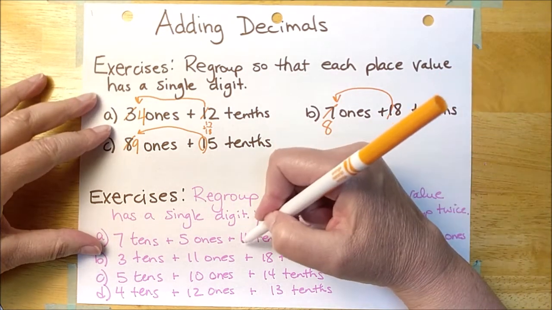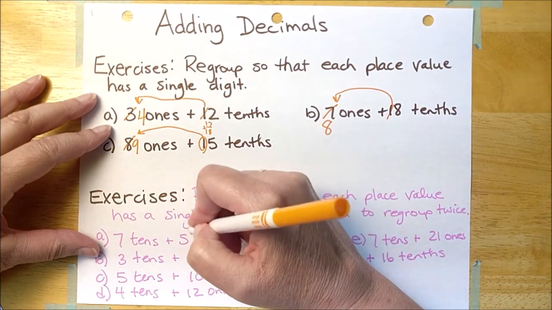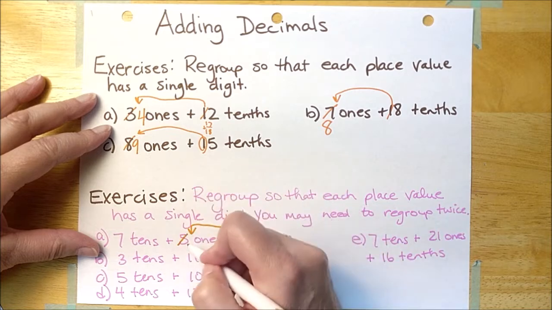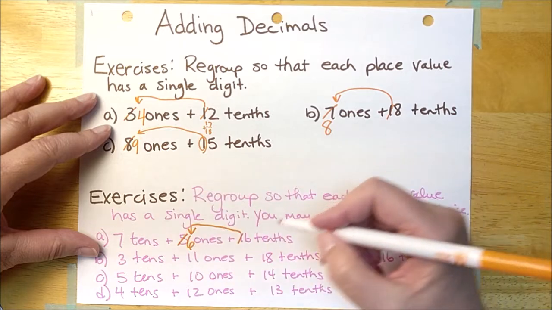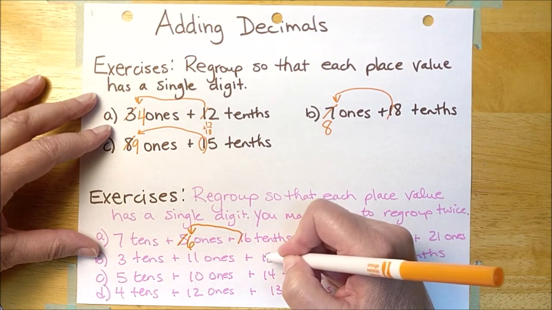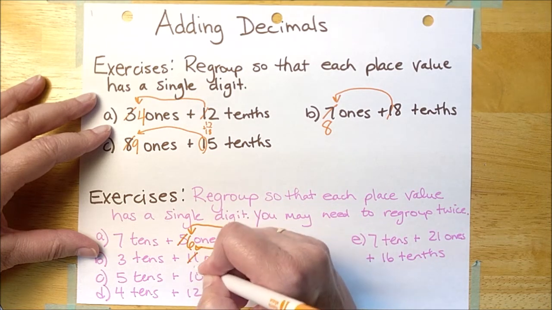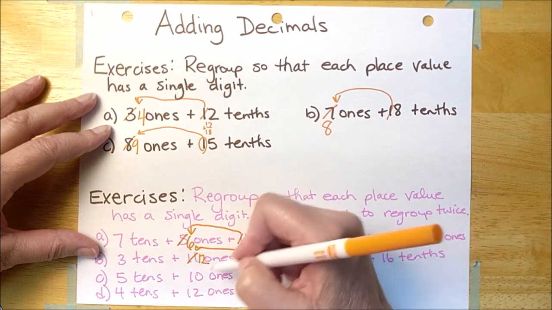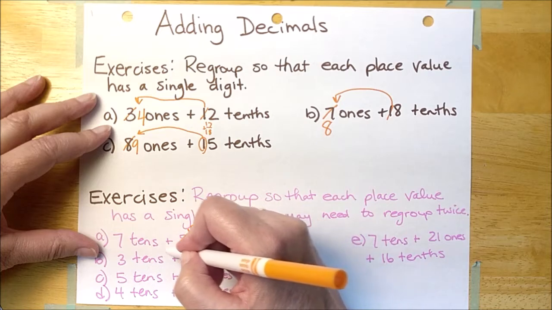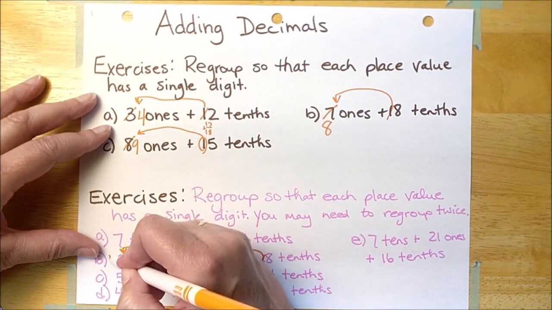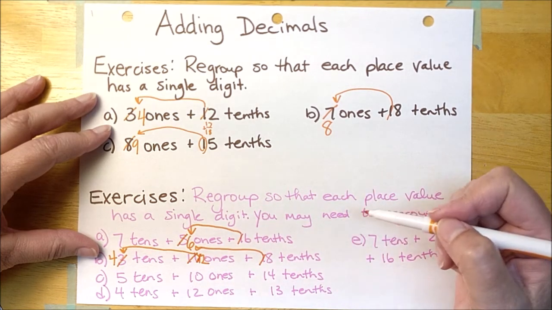Okay. So I see 16 here. I can't have that. So I'm going to take this 1, and I'm going to move it up to this row, which is going to make that 5 turn into a 6. There's only 6 there, so I don't need to regroup with the tens. Here I have 18, so I'm going to take that 1. I'm going to move it up to here. So this is going to turn into a 12. I have 12 ones, which I can't have because that's larger than 9. So I'm going to take that 1 and move it up to the tens, and now I'll have 4 tens, and I'll be left with 2 ones and 8 tenths.